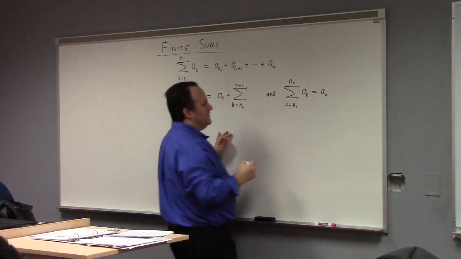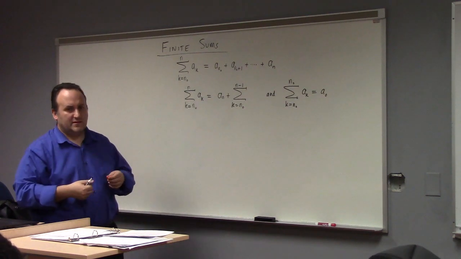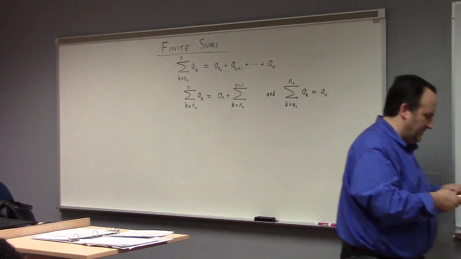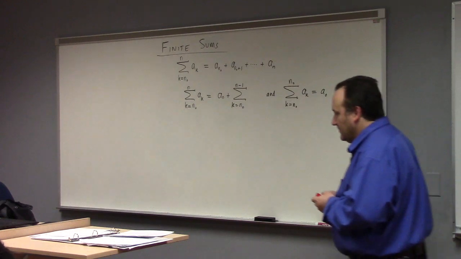Now, I think maybe in the notes I had the good sense to put n sub 0 equal to 1. So if you'd like, you could make n sub 0 equal to 1, and maybe this would be less weird. I probably should have done that. My bad. But anyway, my point to you is just this. We can define a finite sum recursively.